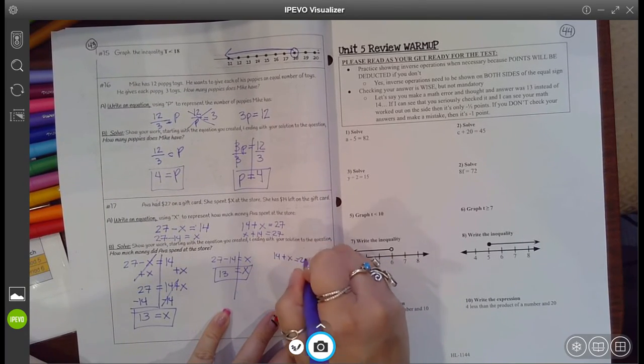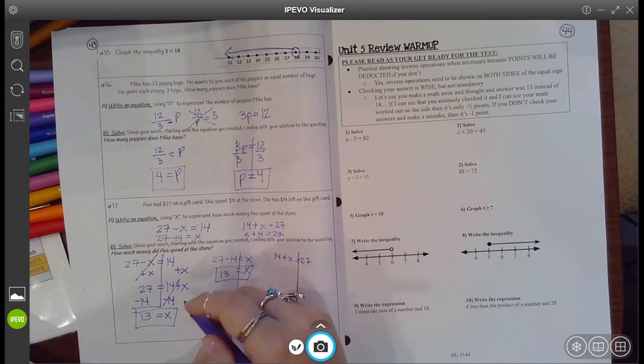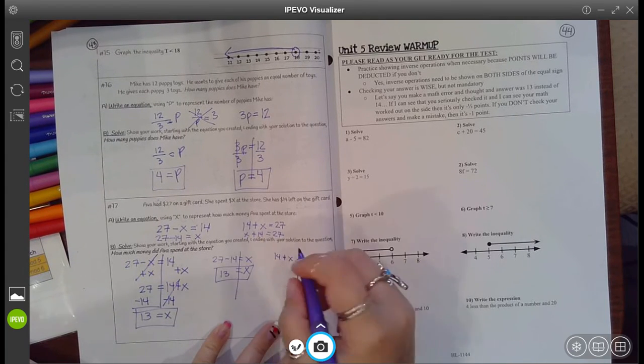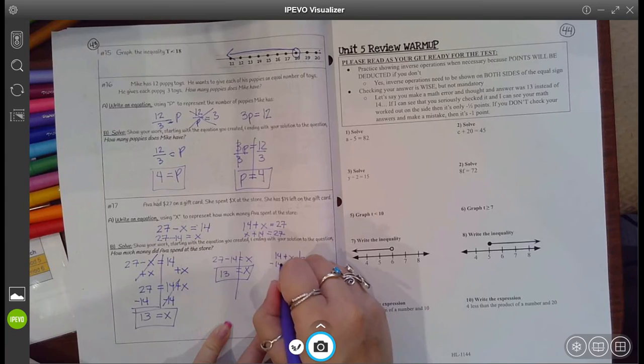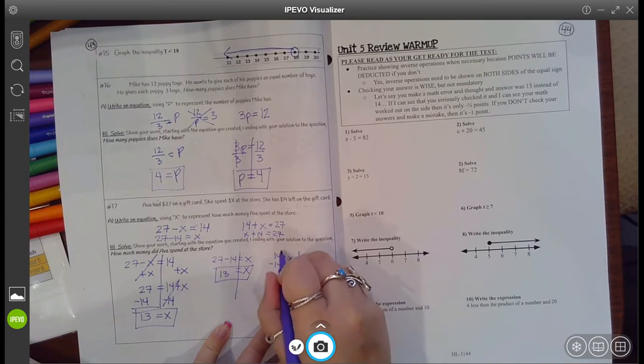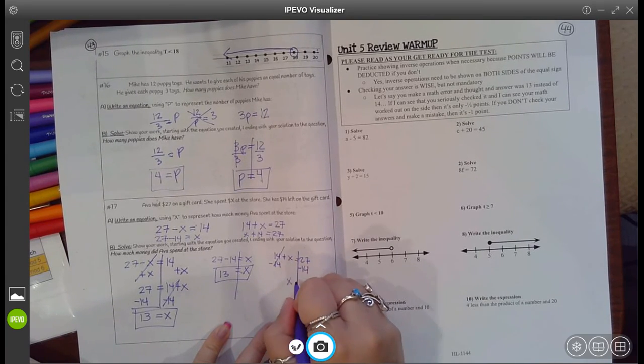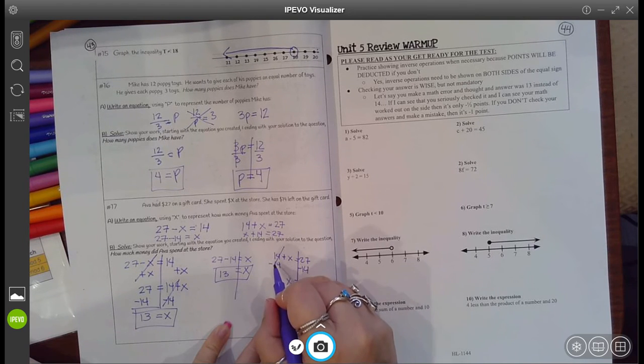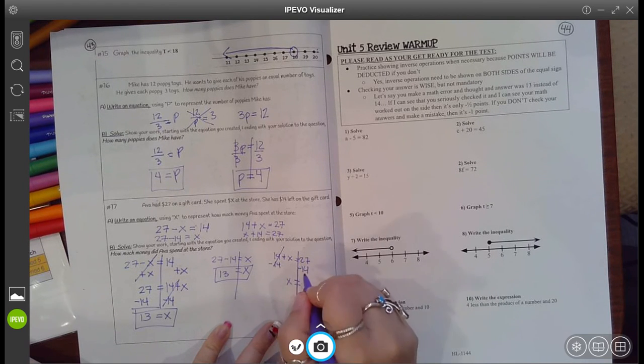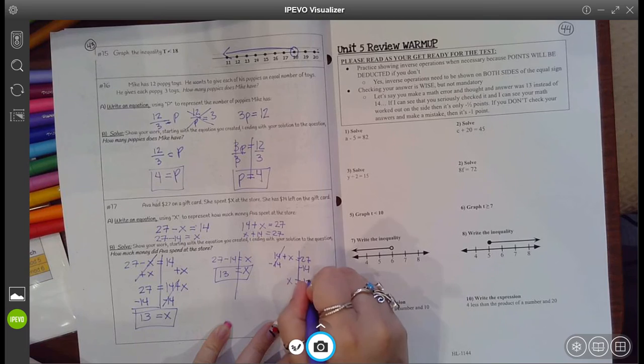Or even if you do one of these, 14 plus X equals 27. It's just one step instead of two steps over here. To get X by itself, you get rid of that 14. Those cancel, and you have X equals, because X plus 0 is just X. Whatever you do to one side, do to the other, and you get 13.